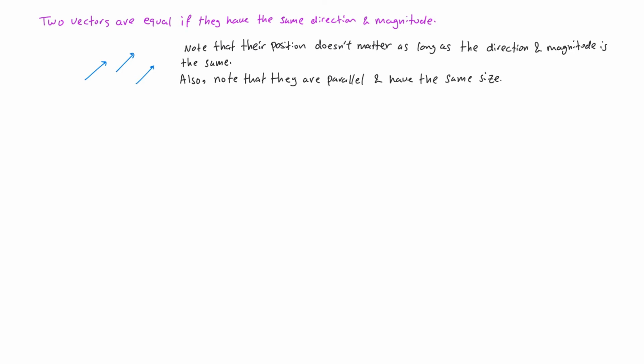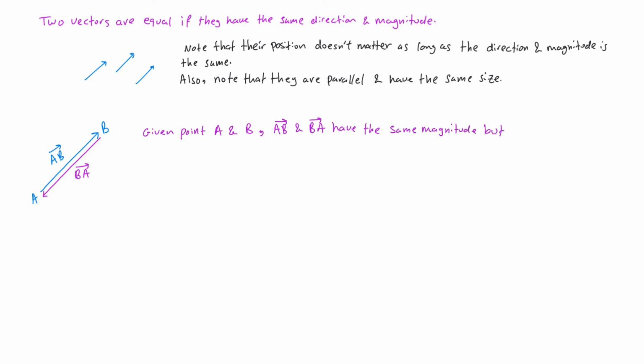Now, if two vectors have an equal size and are parallel, it doesn't necessarily mean that they are equal, because they could be pointing in opposite directions. Here we have an example where we start a vector from point A and we go to point B. So we have vector AB, and if we start from B and go to A, we will have vector BA, which definitely has the same magnitude because the distance between A and B is the same, but it is pointing in a different direction, and they are parallel as well.